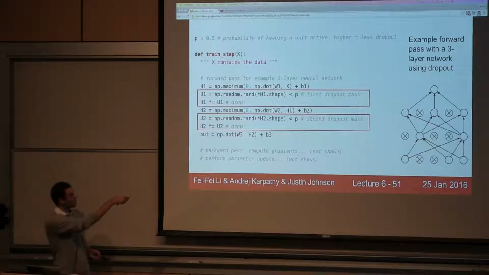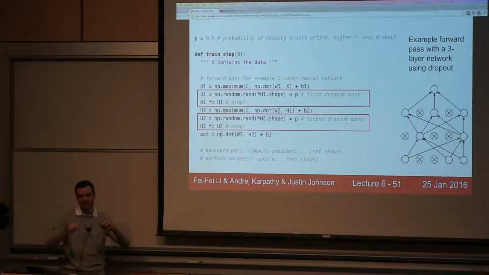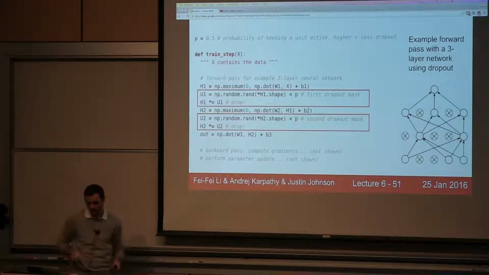Of course, this is only the forward pass. The backward pass has to be appropriately adjusted as well. These drops also have to be backpropagated through, so remember to do that when you implement dropout. It's not only in the forward pass that you drop; in the backward pass you have to backpropagate through by multiplying by U2 and by U1. So you kill gradients in places where you've dropped a unit.